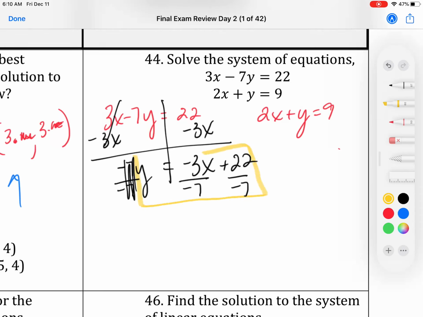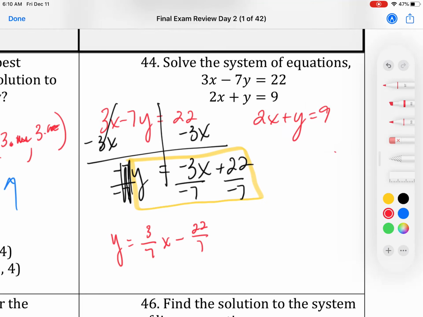So now you can type it in just like this. You can clean up those negatives if you want to. I'm going to write it just so you see what that would look like. If you clean up the negatives, a negative divided by negative is a positive 3/7. 22 divided by -7 is a minus 22 over 7. So you can type it in like this, or you could type it in this cleaned up way. Either is fine.